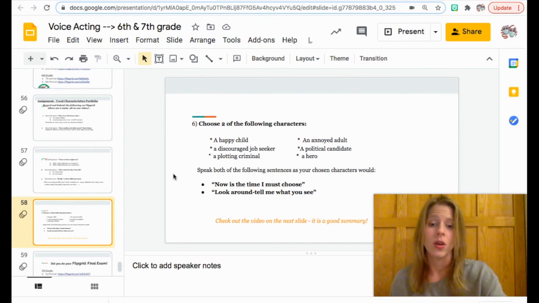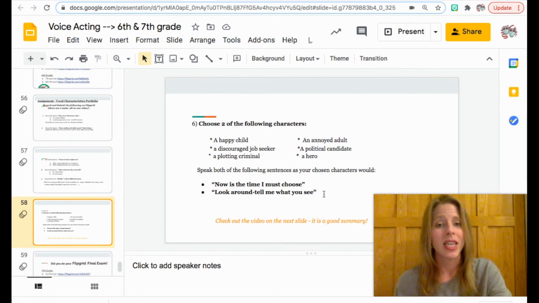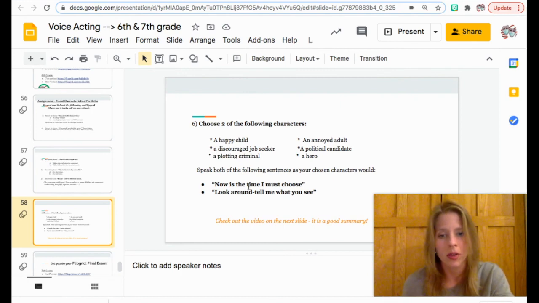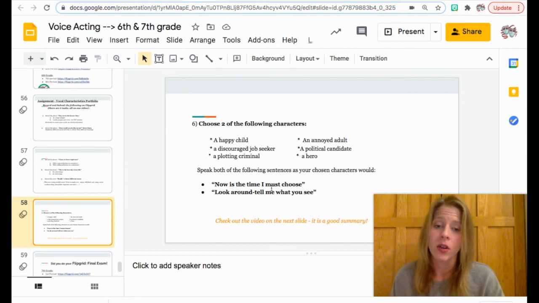All right, and then the last thing you're going to do, number 6, is to choose 2 of the following characters. So a happy child, annoyed adult, a political candidate, etc. And you're going to speak those 2 lines, okay, for each of the characters. Okay, so for instance, if I was a plotting criminal and I was saying, now is the time I must choose, I might say, now is the time I must choose. Versus, if I was an annoyed adult, I might say, now is the time I must choose. Okay, so they're very, very different, right?